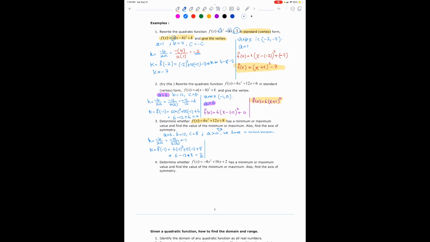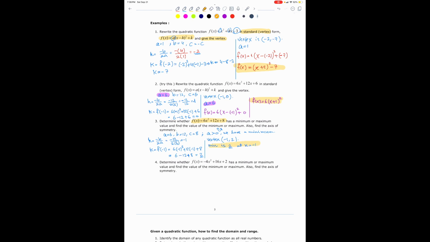In other words, the vertex, let me write it here, is negative 1 and 2. So h and k. We know that the minimum is equal to the k value, and it happens at x equal to h. So we're going to say the minimum is equal to 2 at x equals negative 1. So that is how we're going to state the minimum.